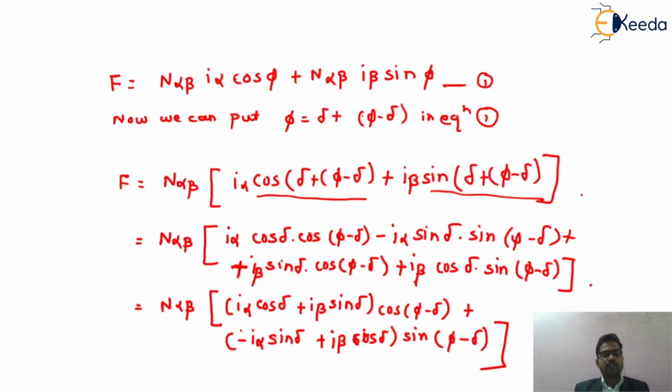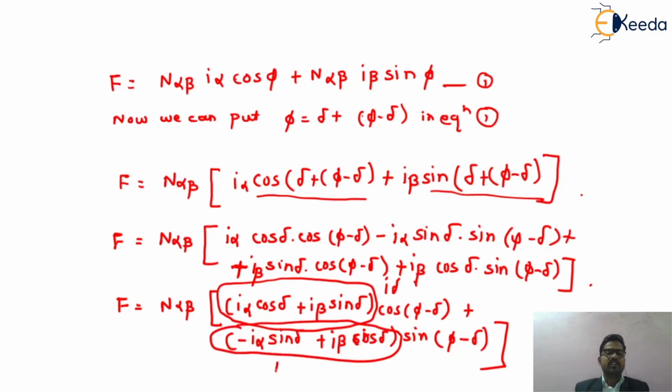So friends, as we know, this will be the resultant F from the direct and quadrature axis. This term, that is I alpha cos delta plus I beta sin delta, this whole term will be treated as one component. That component we call Id, and this whole component will be called Iq. Why do we call it that? Because it will give you the components Id and Iq.